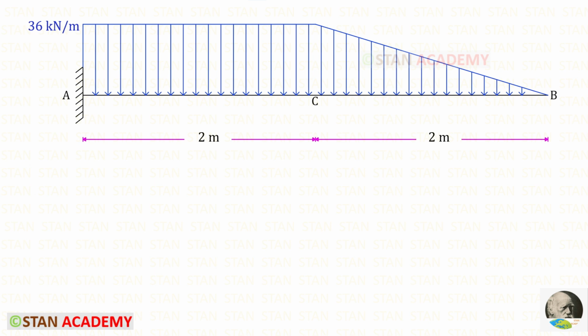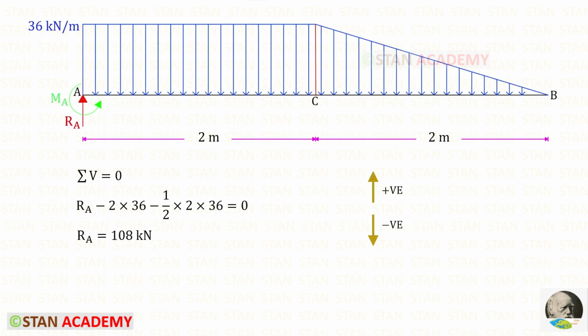Hello everyone. Today in this cantilever beam we are going to draw the shear force and bending moment diagrams. In this beam we have uniformly distributed load for a distance of 2 meter from the fixed end, and then we have uniformly varying load which varies from 0 at the free end to 36 at a distance of 2 meter from the free end.